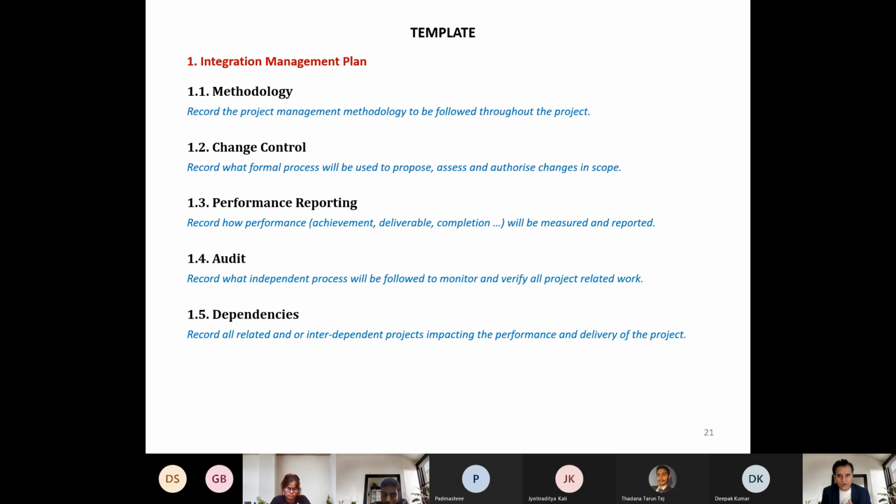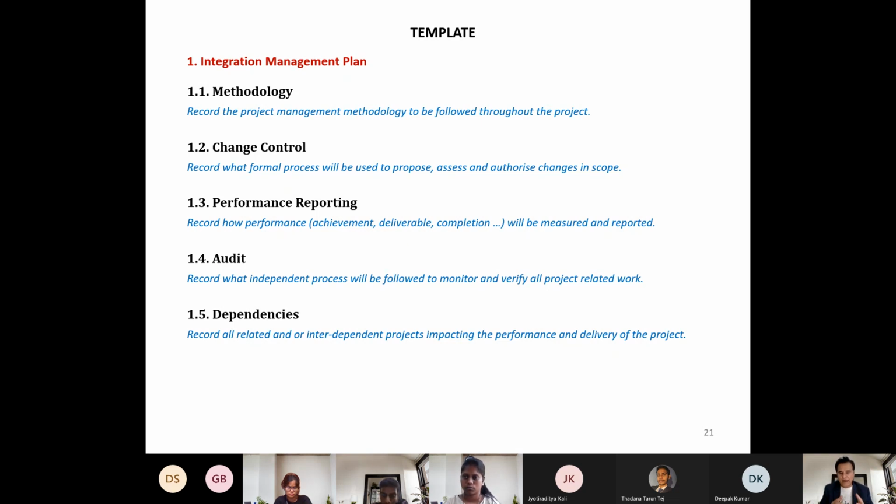So you don't need to go anything more than that, because as I told you, these skills are open book skills. Know that there's a template, and I've given you a filled-in example, which you can download and read. That way you will be able to write an integration management plan for the aquaponic project, for that matter any project, because you will write the methodology. How will you control the changes? How will you evaluate the overall performance? How will you monitor, audit, and control? And what will be your dependencies?